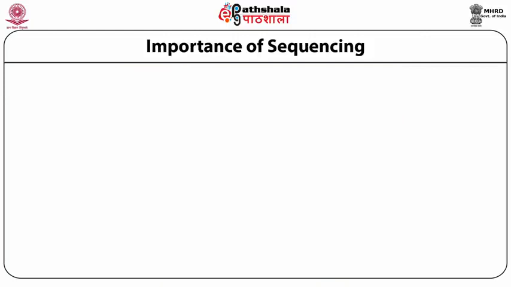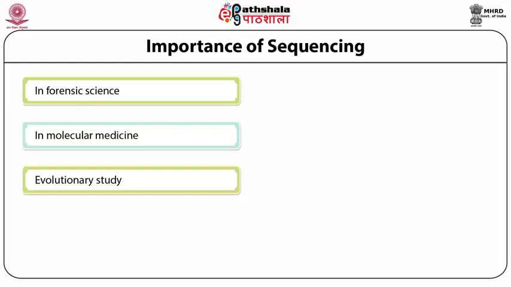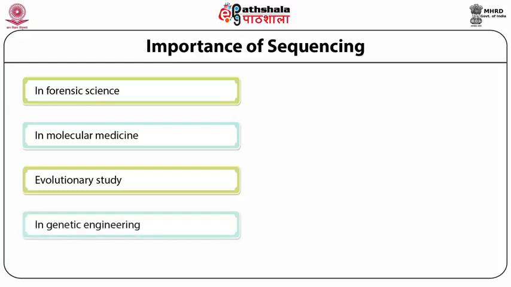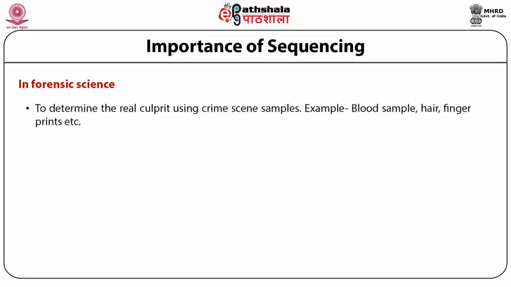So why do we need to go for DNA sequencing, or what is the need of DNA sequencing? It is significant in forensic sciences, molecular medicine, evolutionary study, and genetic engineering. In forensic science, DNA sequencing has given mankind an important tool to catch criminals by using their blood, by using their hairs at the site of crime. So very easily the criminals can be captured by using the samples at the site of crime.